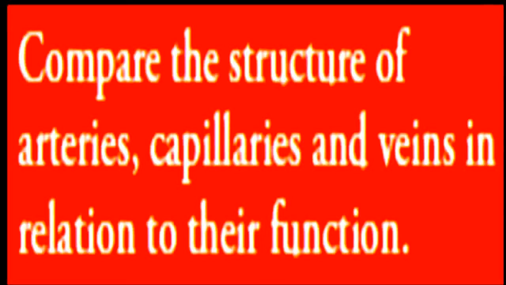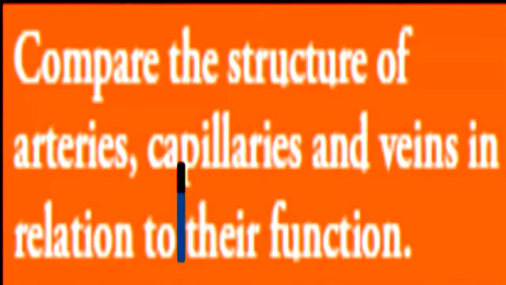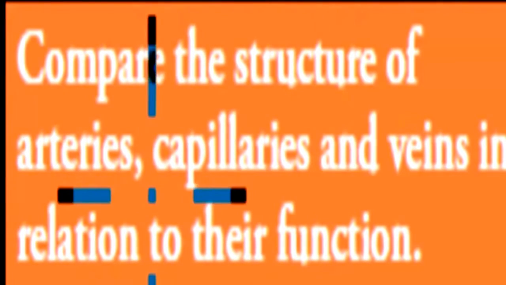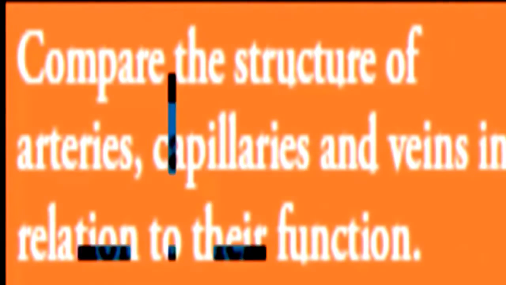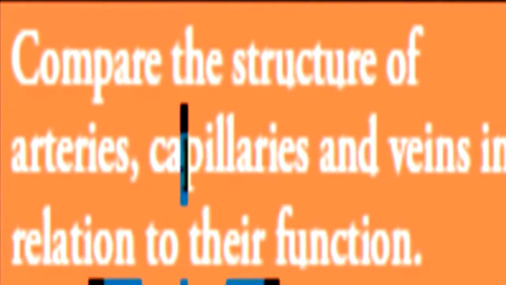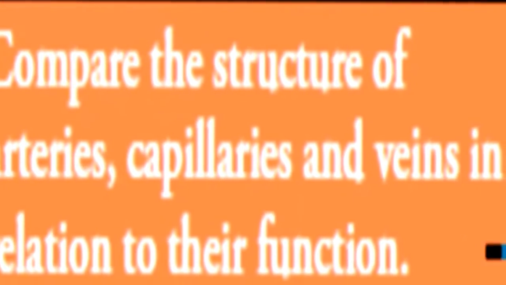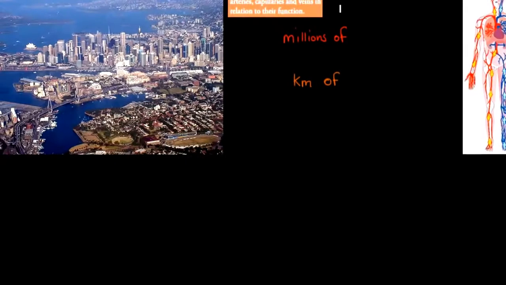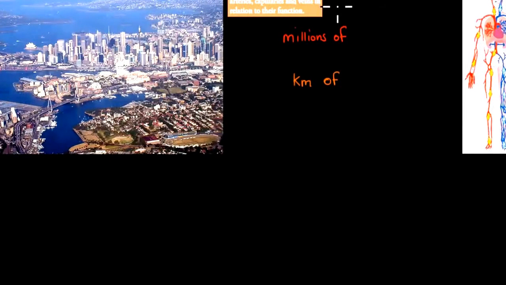Those technologies are used to measure oxygen saturation and carbon dioxide concentrations in our blood. What we'll do in this video is go for the next dot point, which is related to blood itself, because it actually says compare the structure of arteries, capillaries, and veins in relation to their function. But before we go into this dot point, I'll give you a quick analogy, a quick comparison of our body compared to city life itself.